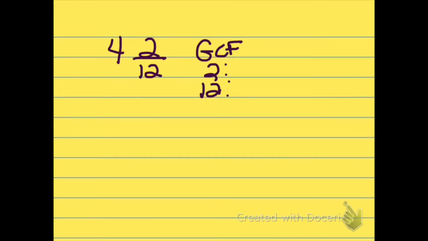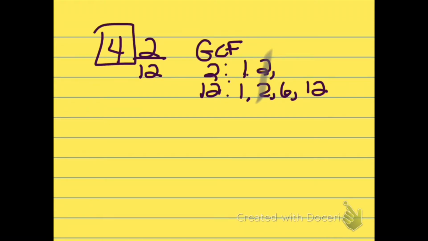So this is a piece of cake. 2 and 12. So you got 1, 2, 6, and 12 for 12. And you know that your 1 doesn't count, so it has to be 2. And we've been forgetting to put the 4 in that holding cell. I've noticed a lot of you have been forgetting about 4. So here's 4 and 2/12.